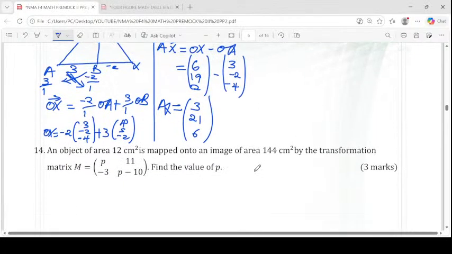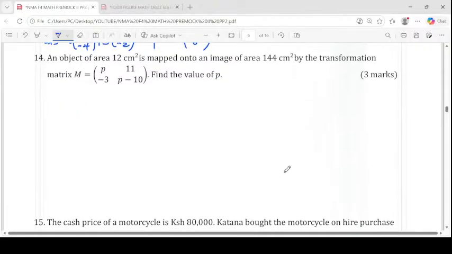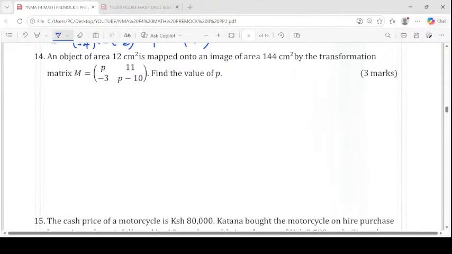Let me look at question number 14, ladies and gentlemen. An object of area 12 square centimeters is mapped onto an image of area 144 square centimeters by the transformation matrix M, (P, -3; 11, P - 10). Find the values of P.